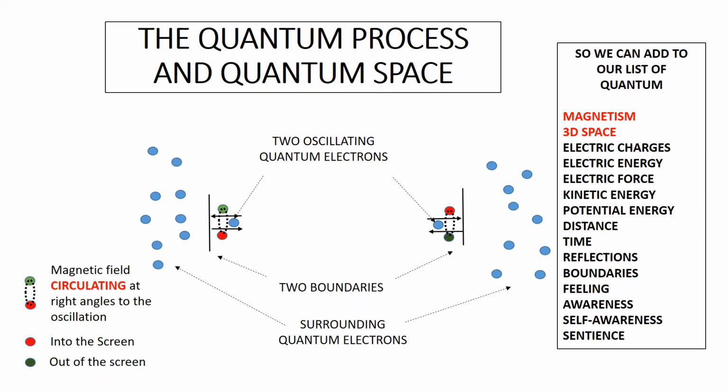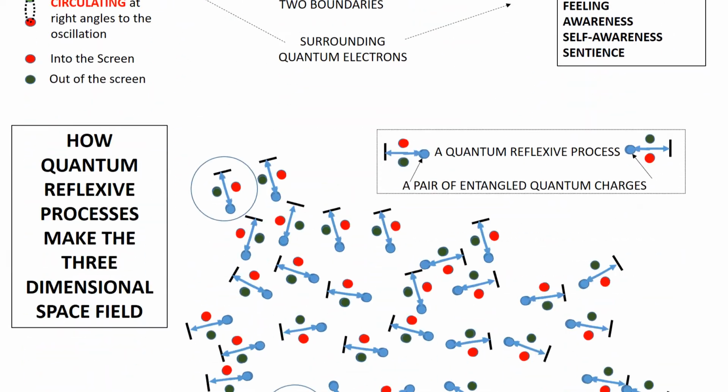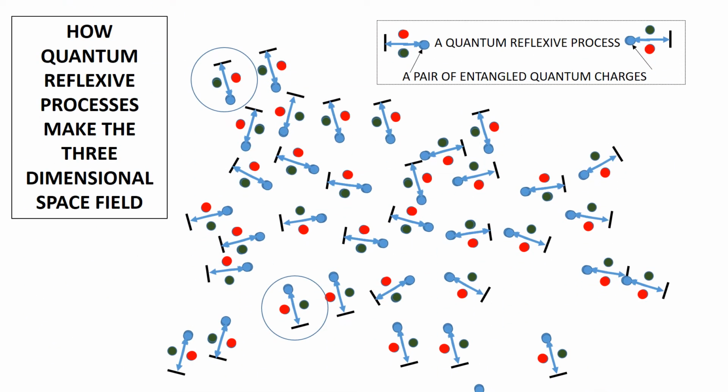In part 2 we discovered how quantum three-dimensional space is an integral part of a quantum reflexive process. We have also seen that to make fields from quanta, all we have to do is add together countless numbers of these quanta. So this diagram illustrates the idea of adding together quantum reflexive processes. Of course, this is a ridiculously small number, but you get the idea. When we add together countless numbers of these quanta, we produce the whole of three-dimensional space.